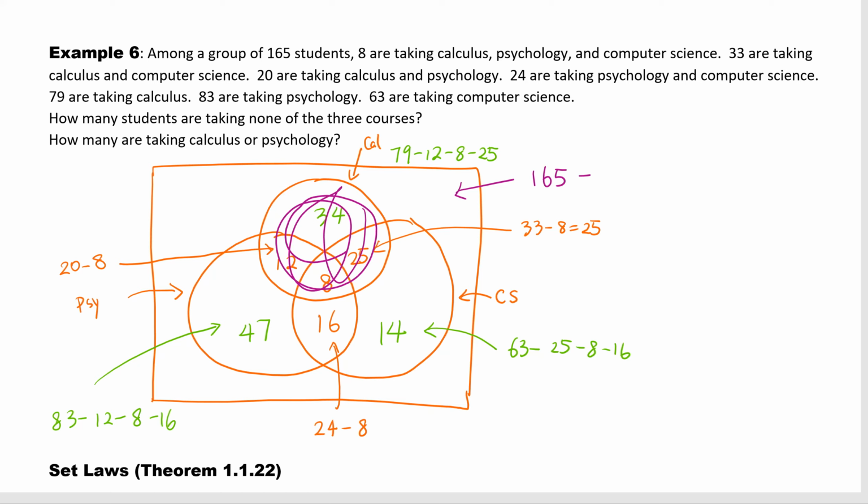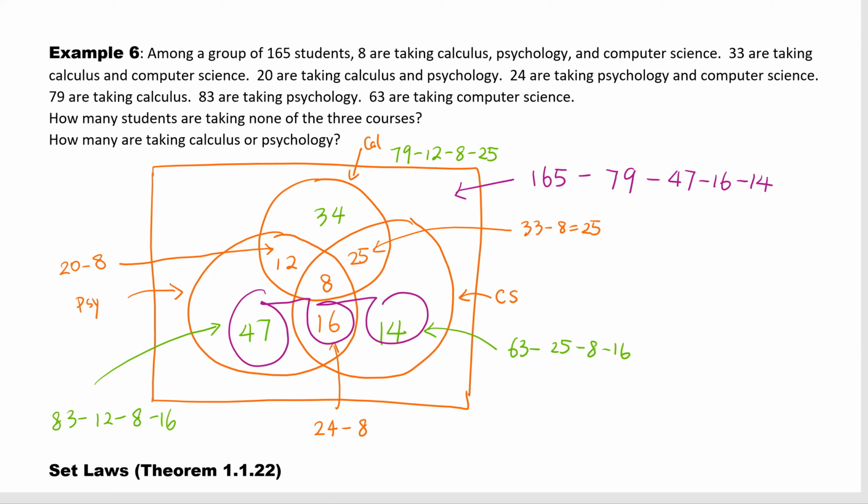But we remember this guy is the calculus students. We have 79 calculus students. And then you subtract the 47 and 16 and 14, right? So these will save us a little work. Otherwise you're going to subtract 34, subtract 12, subtract 8, subtract 25, so more numbers to work with. So I'm going to use my calculator. 165 subtract 79, subtract 47, subtract 16, subtract 14 equals 9. So this answer is 9.